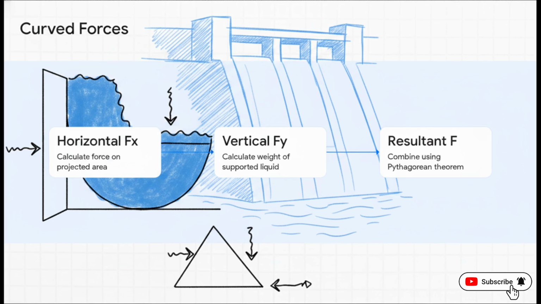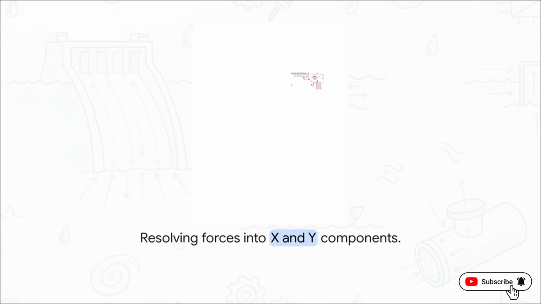But instead of doing all that, engineers use a brilliantly simple trick. They just break the complex curve down into a horizontal component and a vertical component. Step 1, you calculate the horizontal force as if the curve was just a flat vertical wall. Step 2, you calculate the vertical force, which is literally just the physical weight of the water sitting on top of the curve. And step 3, you combine them using the good old Pythagorean theorem to get your final resultant force.